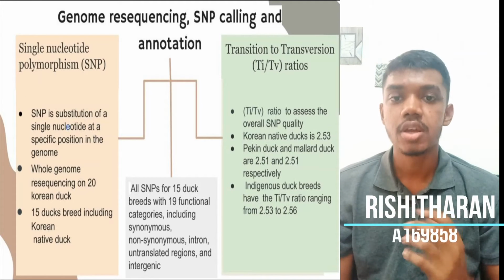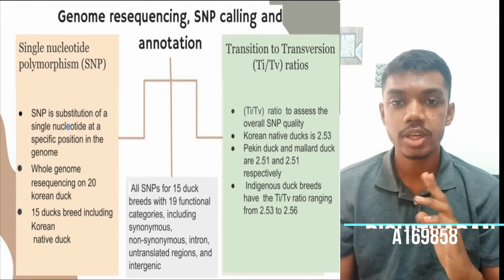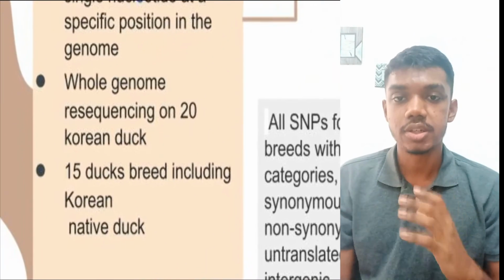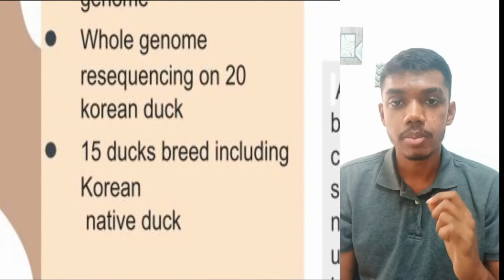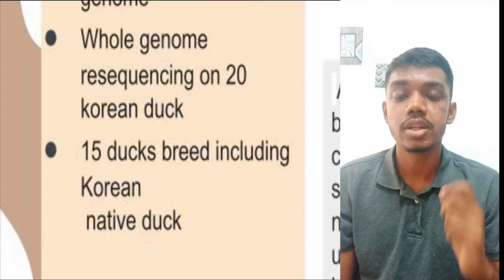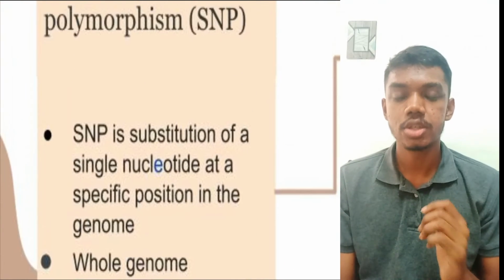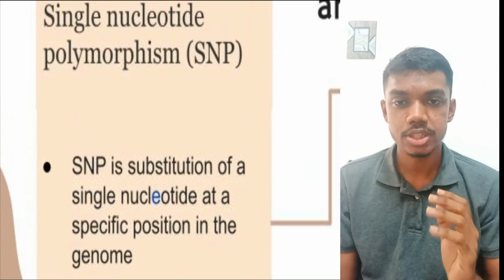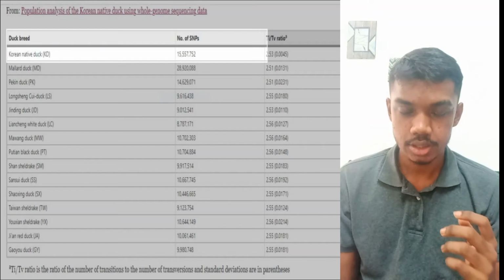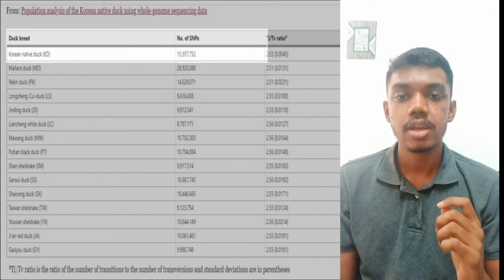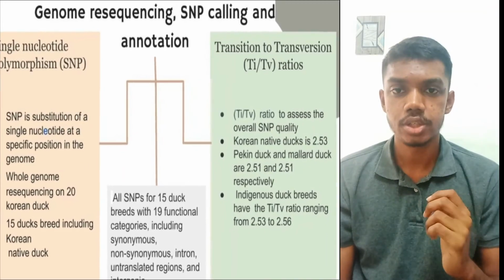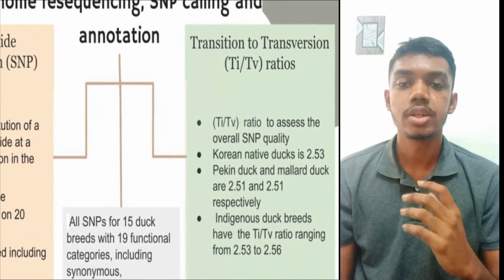Results: the researchers carried out a whole genome resequencing on 20 Korean native ducks. In this research, the researchers detected single nucleotide polymorphism (SNP) in 15 different duck breeds, including the Korean native duck breed. SNP is a substitution of a single nucleotide at a specific position in the genome. Around 50 million SNPs were found in the Korean native duck, which is considered one of the highest among the other breeds.